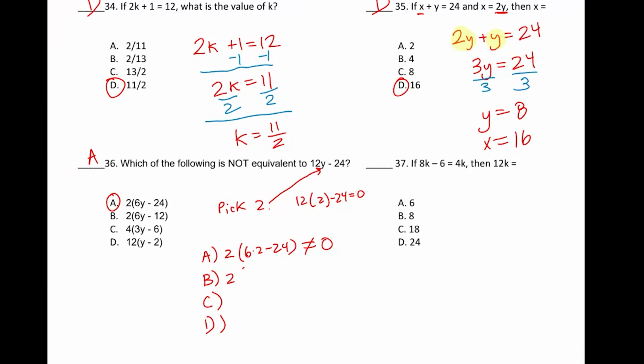Let's check the next one. 2 times 6 times 2 minus 12. 6 times 2 is 12. 12 minus 12 is 0, and 0 times 2 is 0. You can also just throw it in your calculator. C, we've got 4 times 3 times 2 minus 6. 3 times 2 is 6. 6 minus 6 is 0. Again, we get 0 for C. And lastly, we get 12 times 2 minus 2, which obviously 2 minus 2 is 0. So our answer is going to be A.